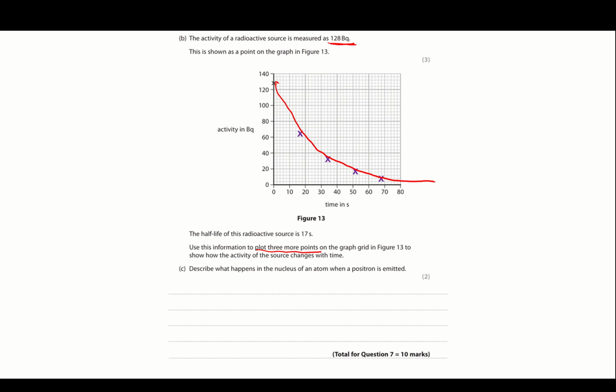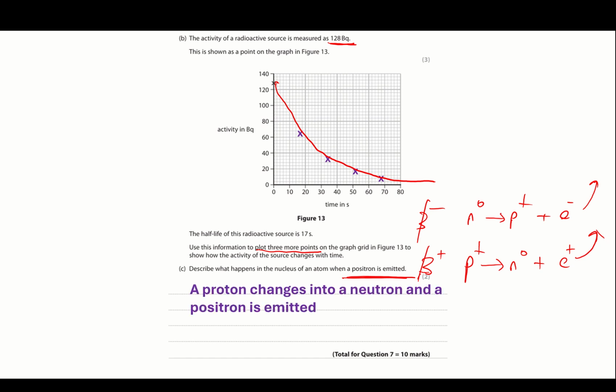Describe what happens in the nucleus when a positron is emitted. So we know beta minus, beta plus. I taught you sex change in terms of what's going on. So we said in beta minus, a neutron changes to a proton and an electron that's emitted. And for a positron, a proton changes to a neutron and a positron, which is emitted. So the antimatter for an electron. So a proton changes to a neutron and a positron is emitted.